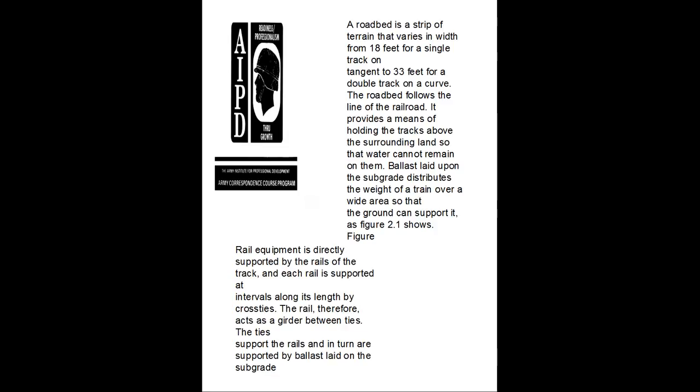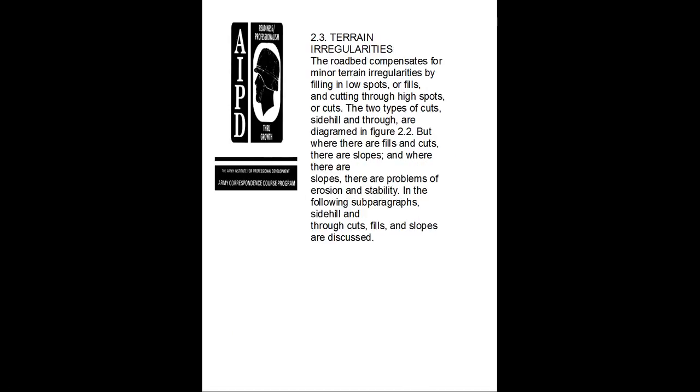Railway equipment is directly supported by the rails. Each rail is supported at intervals along its length by the cross ties. The rail therefore acts as a girder between the ties, and the ties support the rail and in turn are supported by the ballast laid on the subgrade.